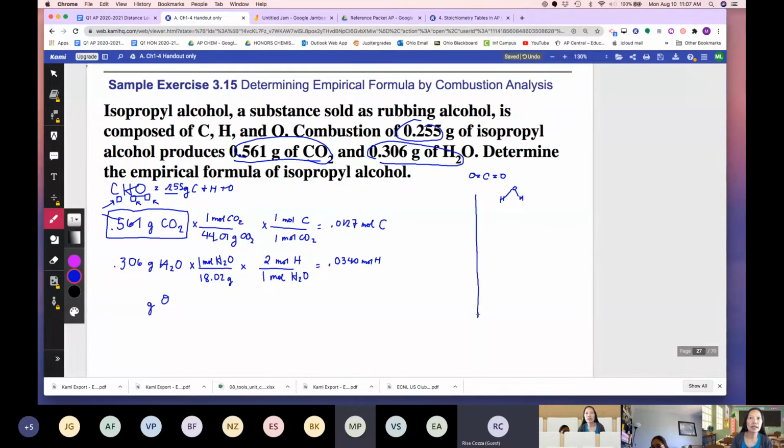Okay, so here's the idea. Perfect. So if you add the grams of O and the grams of C and the grams of H, you add them all. What do you get? What's the total mass? 0.255 grams. Yep. Because they give us that up here, right? It's right here.